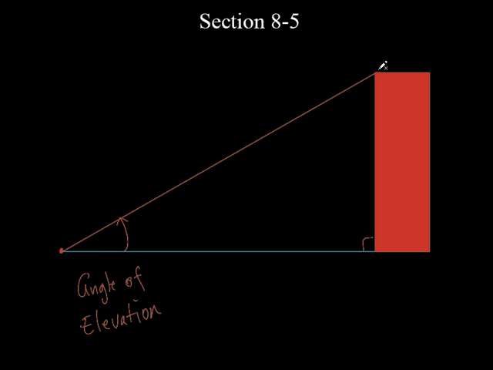Now let's go up to the top of the building. So now we're on the top of the building. We're looking down to this spot on the ground. A lot of people would think that this angle up here would be the other angle that we're going to talk about. Well, we are going to talk about another angle. Instead of elevation, we're going to talk about another angle called the angle of depression.